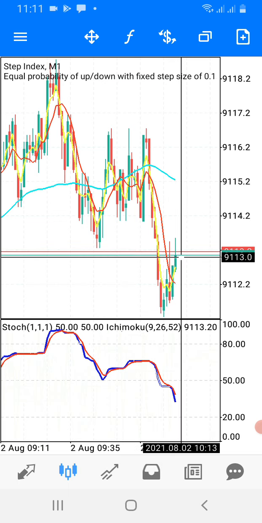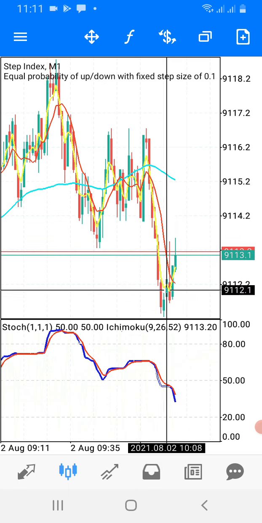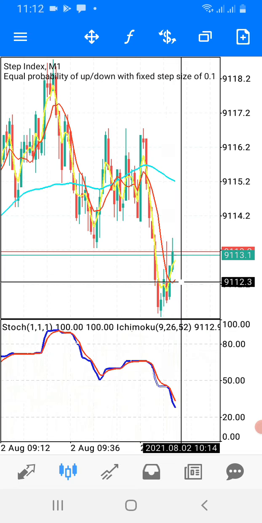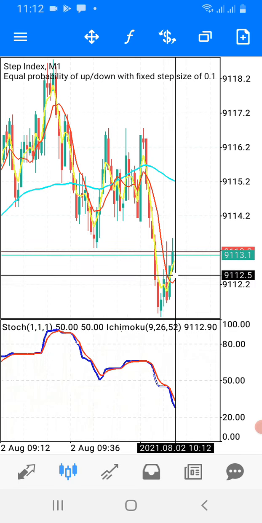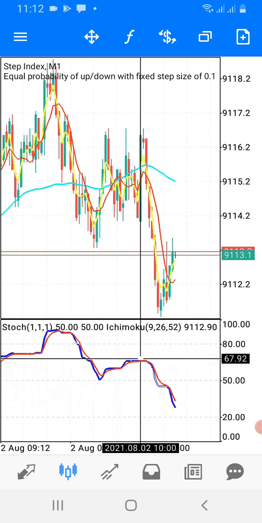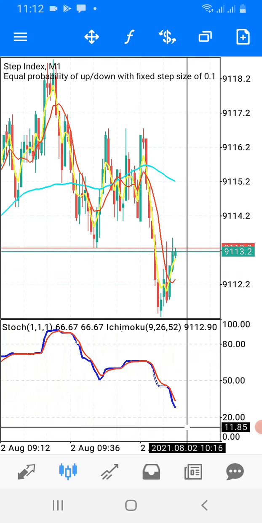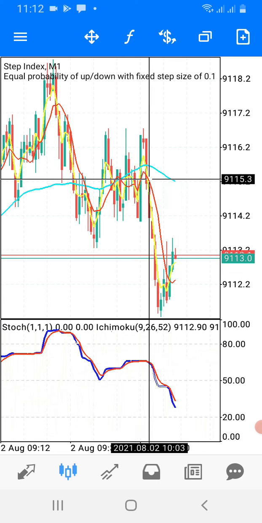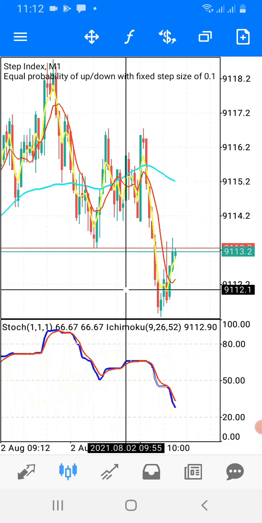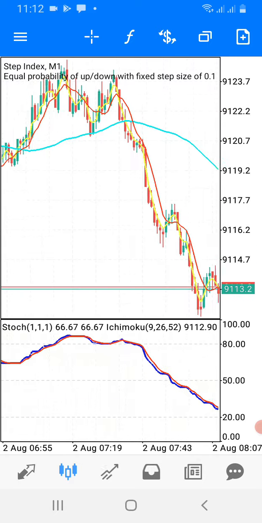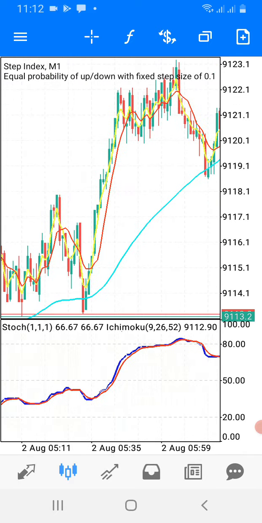You can see this market now. You shouldn't enter this. Why? The red crossed below. The yellow is above the red now, which is a signal to buy. Then it's not yet at the oversold level, so we can't enter. The blue is still above the chart, not below the chart, so we can't enter this market, guys. That's how the strategy works.